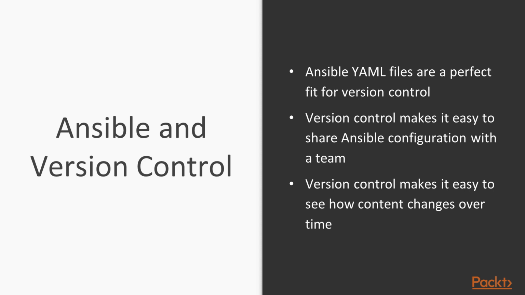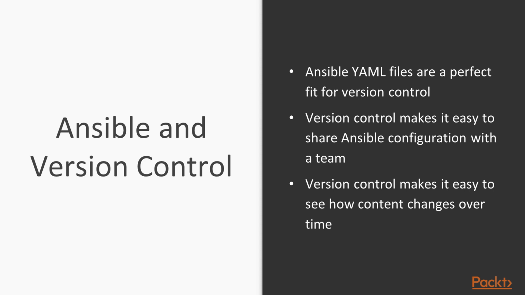One of the advantages that comes out of that is that it is a perfect fit for a version control tool. It becomes very easy to take those plain text YAML files, check them into a version control tool like Git, and share them across a team. Everyone can see as those Ansible YAML configuration files are updated over time, see what changed, and review those changes using the Git online tools. It becomes very easy to collaborate as a team doing work with Ansible.